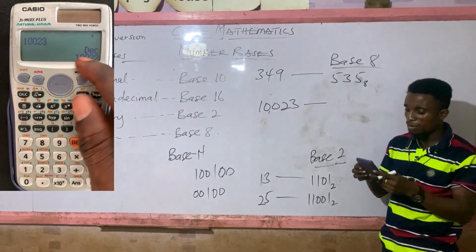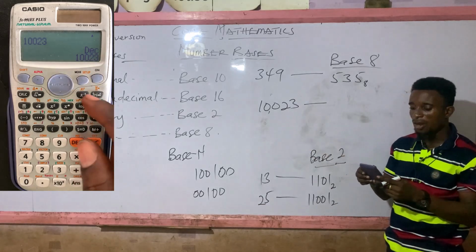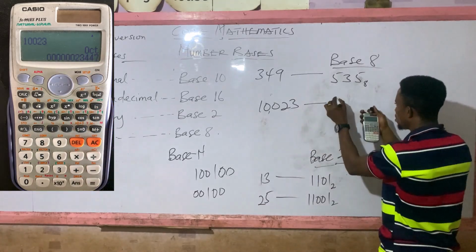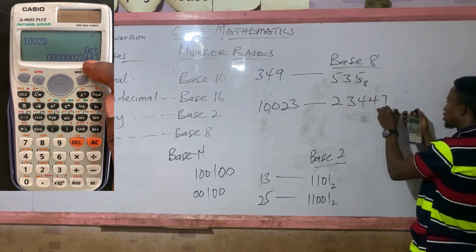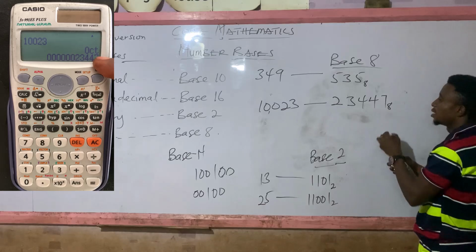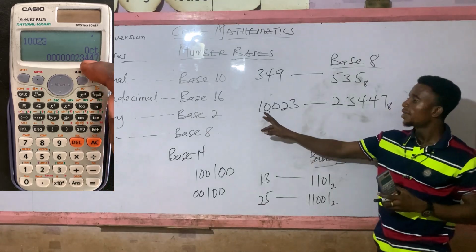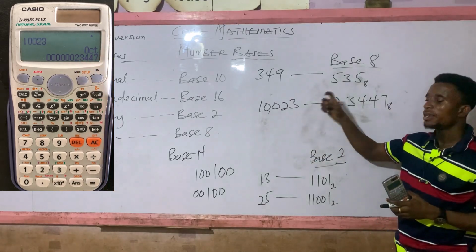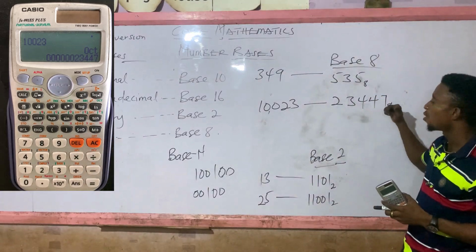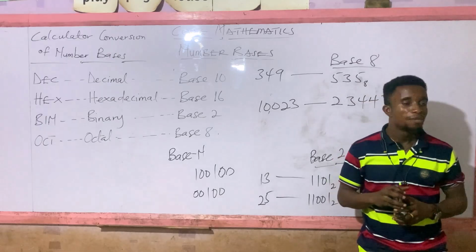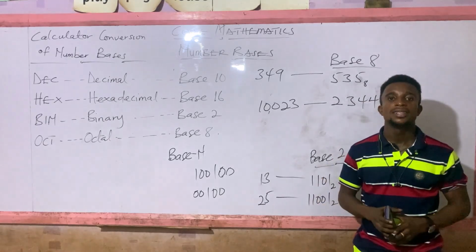Then now I convert to base 8. So I will click on the oct. Then I will see it is 2, 3, 4, 4, 7 base 8. So to convert 10,023 base 10 to base 8 is 2, 3, 4, 4, 7 base 8. Please, do we get that?